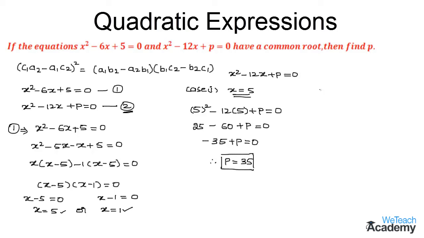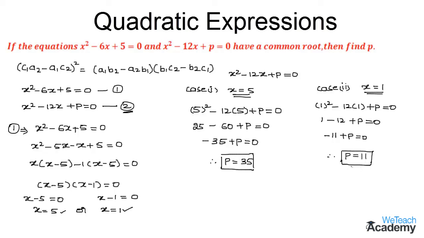Then we have the other case where x is equal to 1. Let us substitute this in the equation. We get 1 whole square minus 12 into 1 plus p is equal to 0. That implies 1 minus 12 plus p is equal to 0, and we get minus 11 plus p is equal to 0. Therefore we get the value of p as 11. So we get two different values of p, which are 35 and 11.